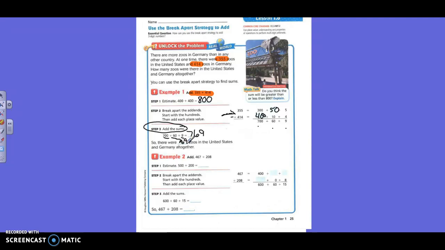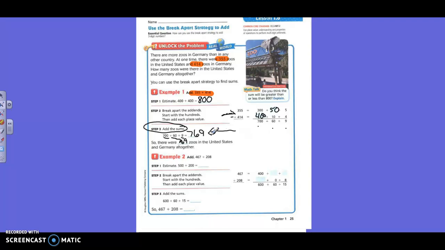Then they're going to give you another problem. Well, actually, sorry. First, let's see if our answer is close to the estimate. Is 769, if you were to round it, would it go to 800? Yes. So our answer is reasonable.